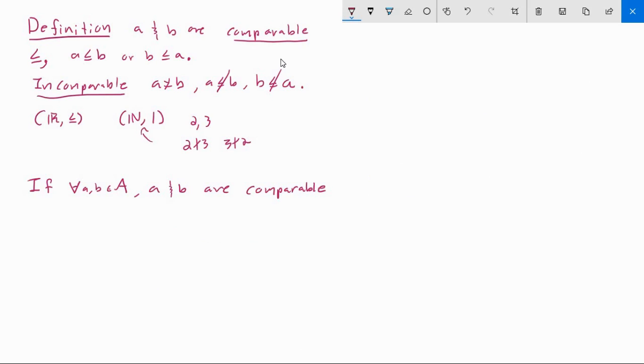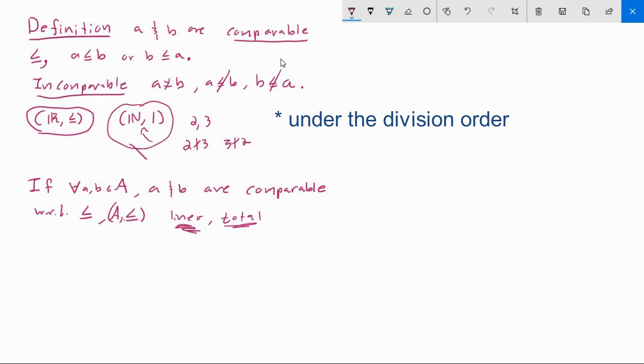So if it is the case that for all elements A and B of our set, A and B are comparable with respect to some order, then we say that the order, or more formally, we like to write the set with the order, is a linear order, or we also might say that it's a total order. These two words are interchangeable. Again, we've seen that the real numbers give us an example of a linear or total ordering. Meanwhile, the natural numbers do not give us a total ordering.